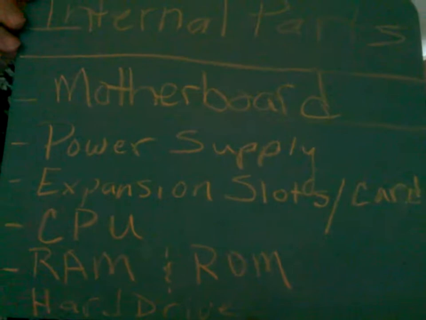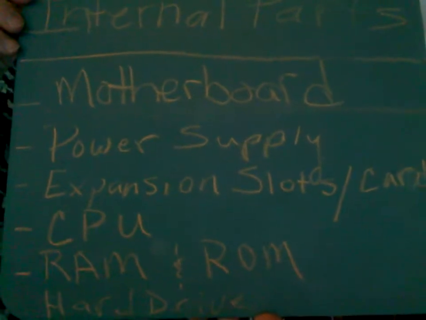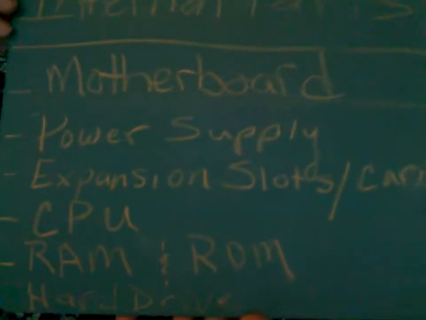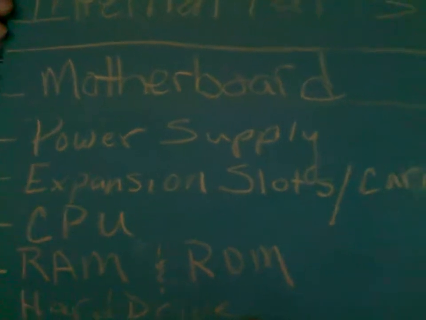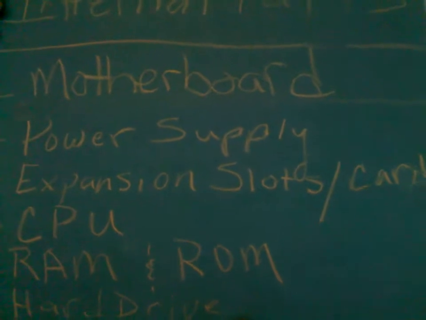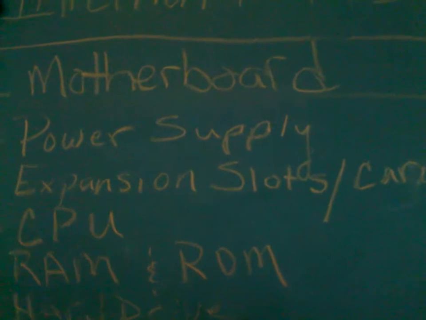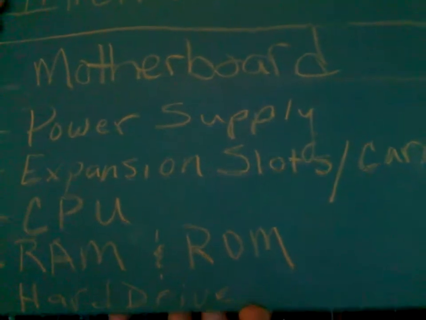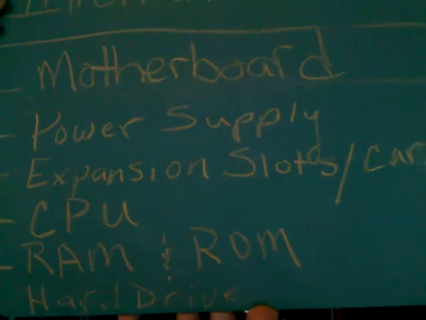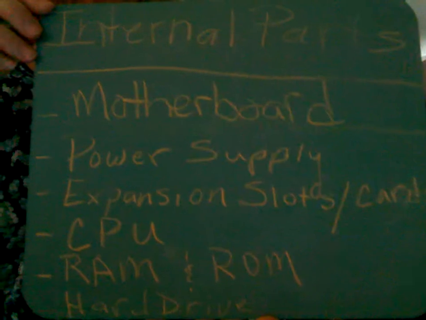The motherboard, you might hear some people call it the main board. Everything is housed on the motherboard. It's the mother of all the parts, it's the base, and everything connects to it. Then we have the power supply, the expansion slots or cards, which is where you heard me talk about the cards a moment ago, your CPU, the RAM, ROM, and your hard disk. That's not a full inclusion of all parts that can go inside a computer, but this is a good start, and these are the parts that we're going to go in depth over.